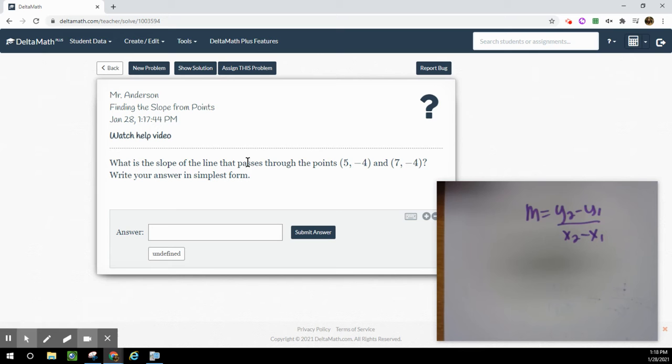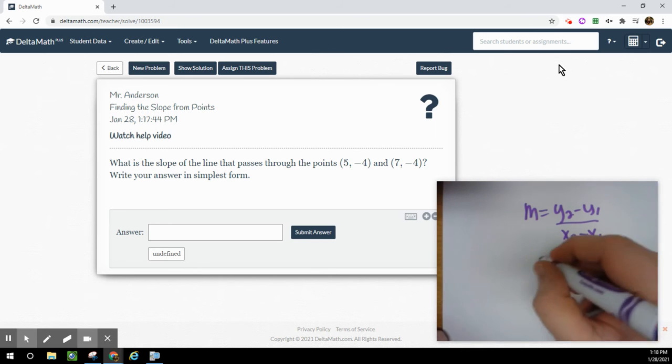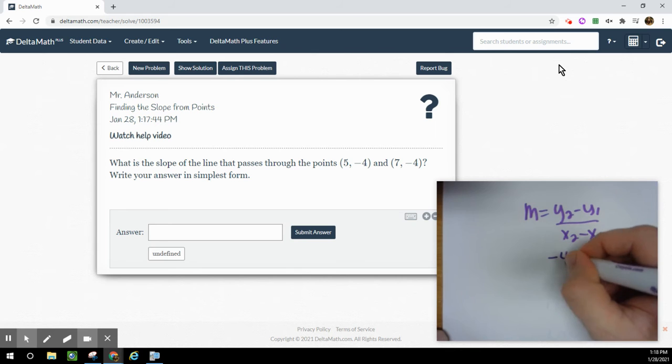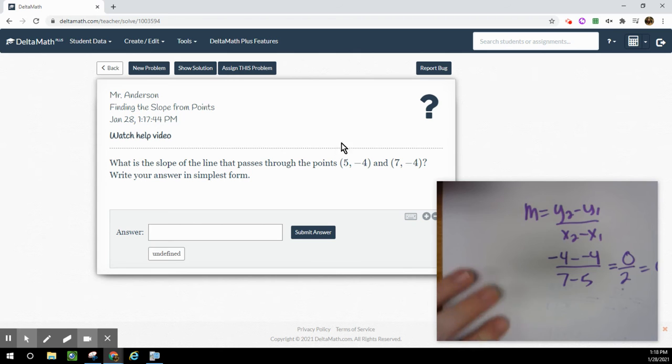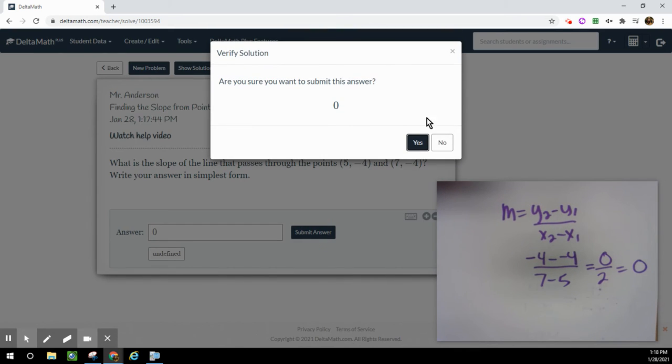If we're not given a graph, we have to use the slope formula, y2 minus y1 over x2 minus x1. What is the slope of the line that passes through (5, -4) and (7, -4)? If we do y minus y, that's going to be -4 minus -4 over x minus x, which is 7 minus 5. On the top you get 0, on the bottom you get 2, and 0 divided by 2 is 0. So that's going to be a horizontal line.